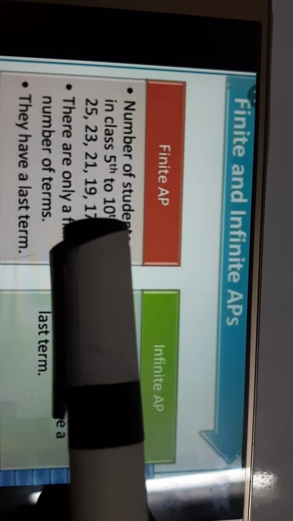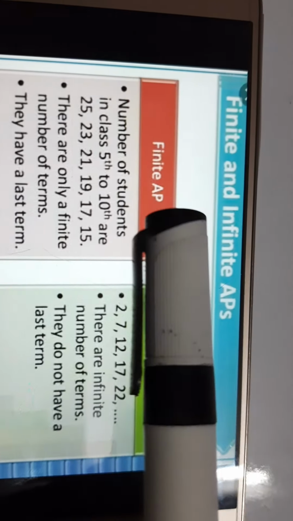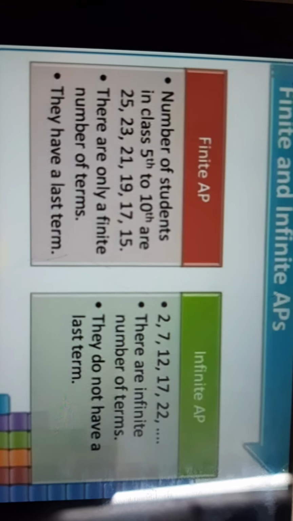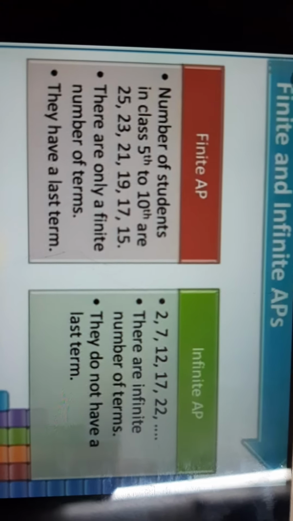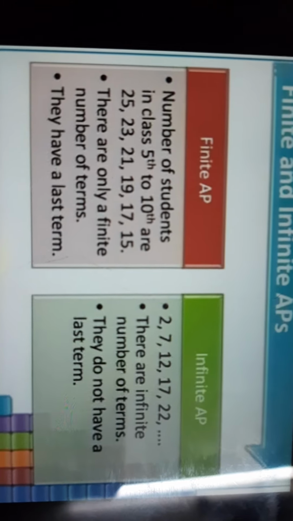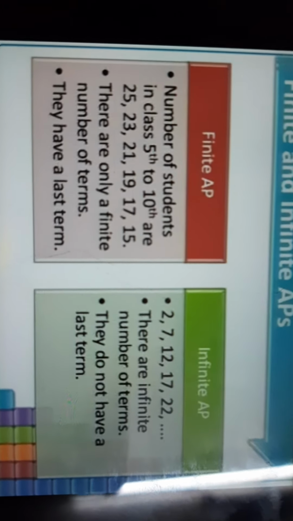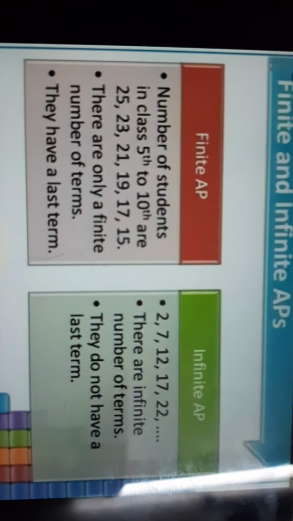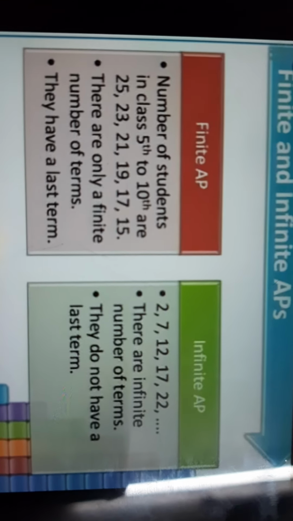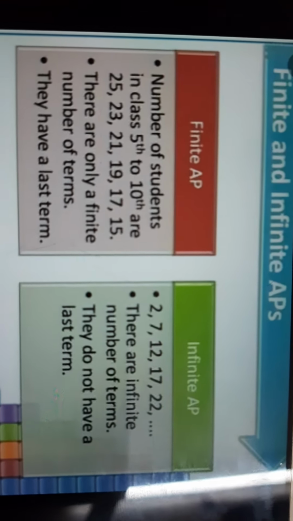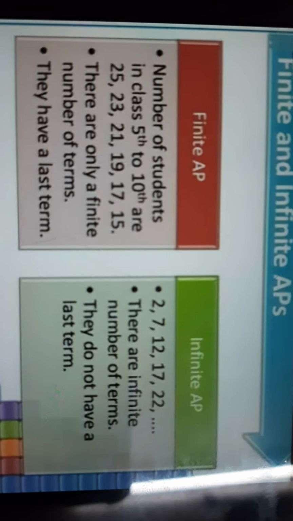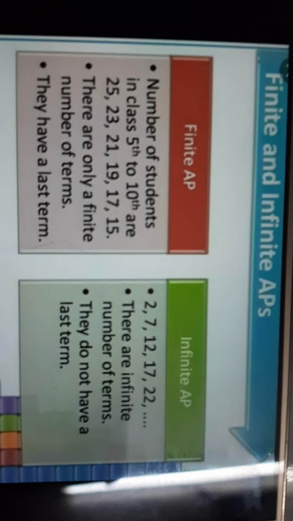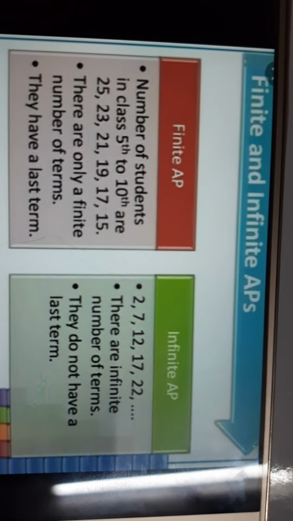So we can note down in the notebook: finite AP, finite arithmetic progression, and infinite arithmetic progression. For finite AP, we can say number of students. For example, in classes 5th to 10th: 5th class has 25 students, 6th class 23 students, 7th class 21, 8th class 19, 9th class 17, and 10th class 15. That means there are only a finite number of terms. We have placed a full stop here, which means they have a last term. So this type of AP is known as finite AP.